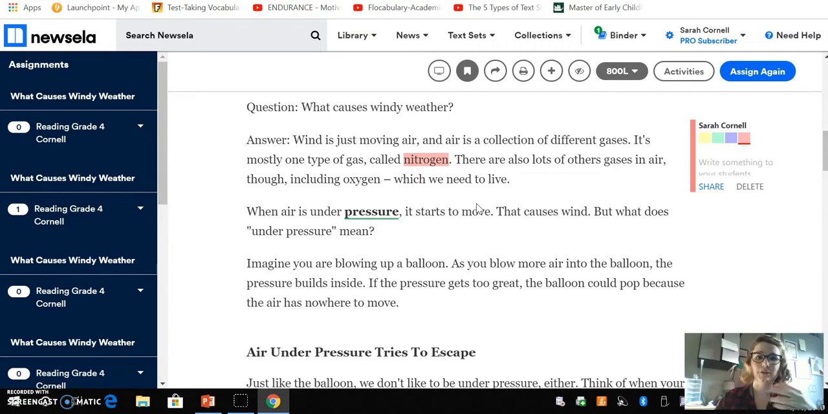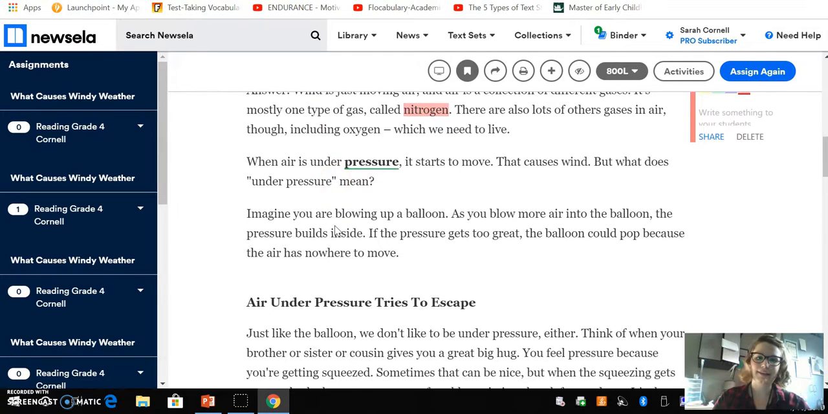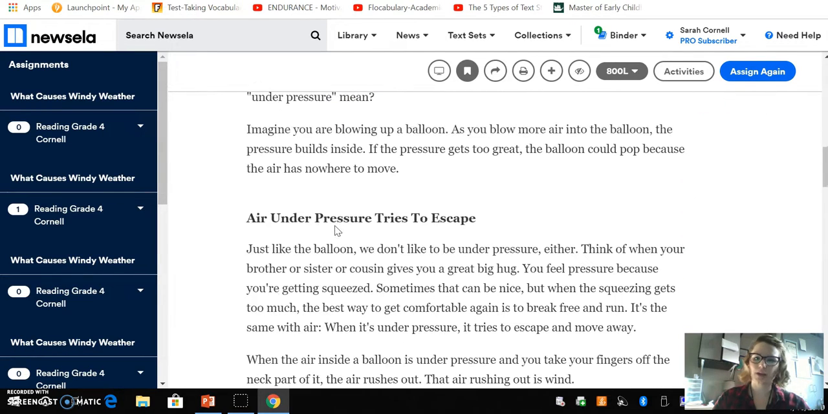So to do that, I'm going to look all around. Wind is just moving air. Air is a collection of different gases. It's mostly one type of gas called nitrogen. Okay, so I know that nitrogen is a type of gas. And there must be a whole bunch of different types of gases because it goes on and it talks about oxygen.